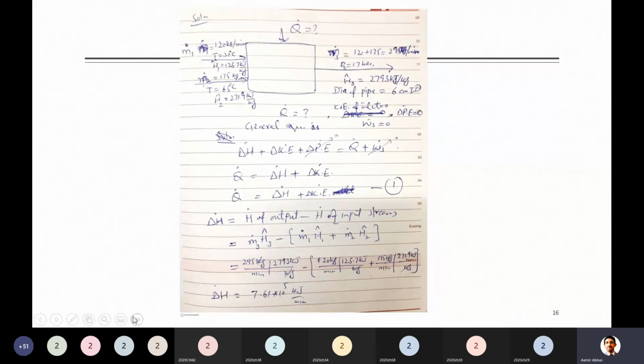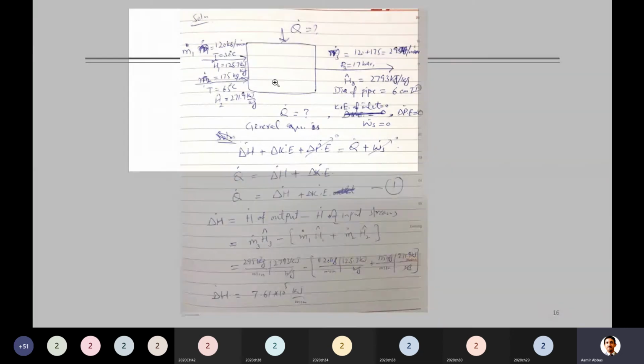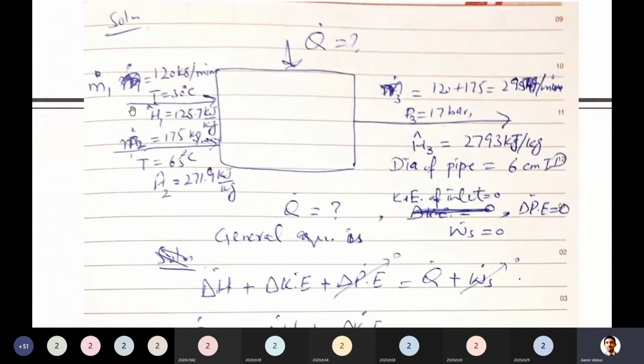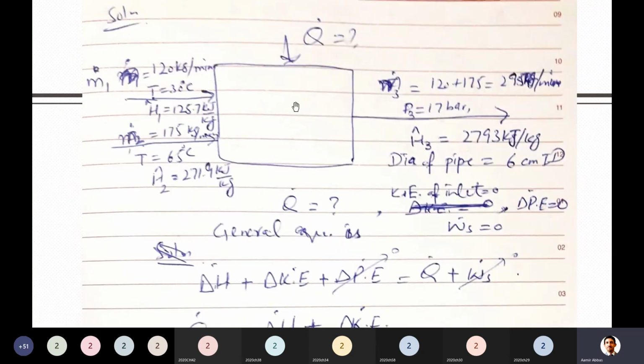First of all, here I have drawn the diagram again. I have mentioned all those things which were provided in the diagram on the previous page. That's flow rate, temperature, and enthalpy for inlet 1, for inlet 2 stream, and then the outlet stream. All those conditions, like flow rate, which is the sum of the 2 streams getting into the system. There is a pressure and an enthalpy at this pressure, and then the diameter of the pipe. So what you have to find is the amount of heat added to the system. Why is this heat added?